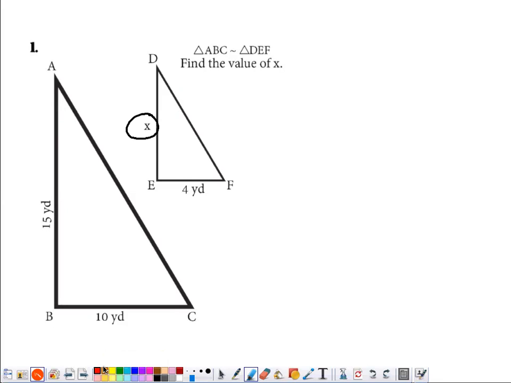Very different. Oh, you may have to do the proportion.